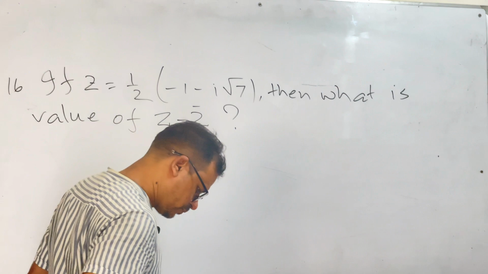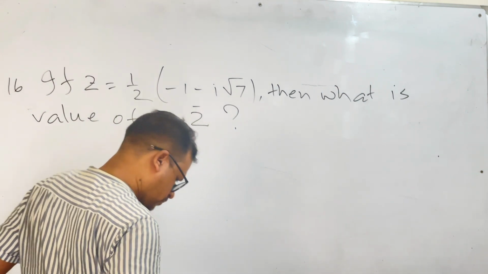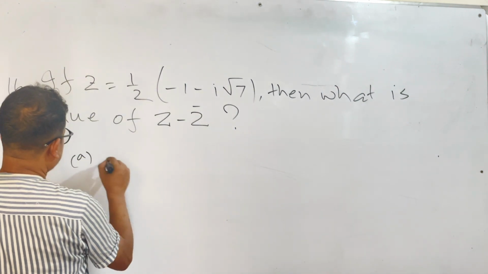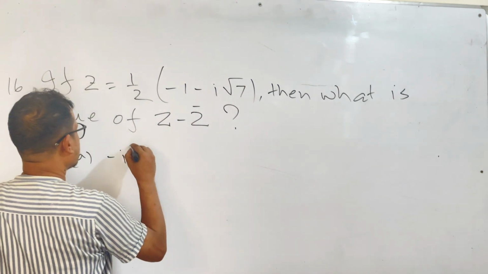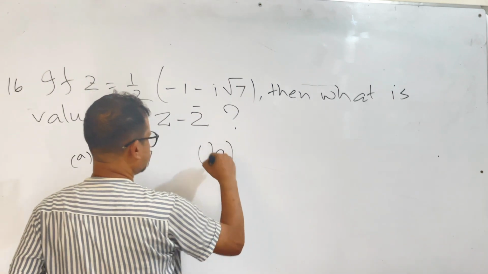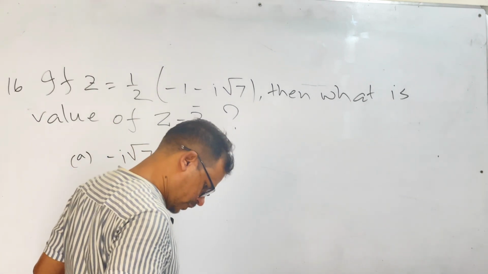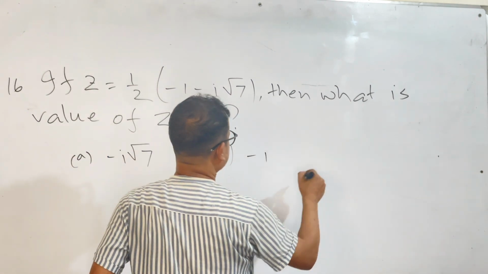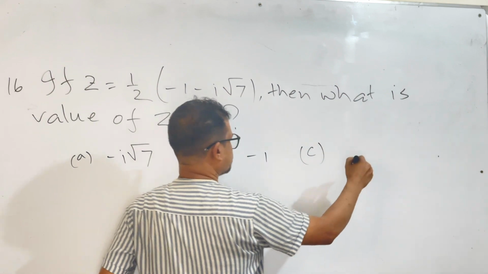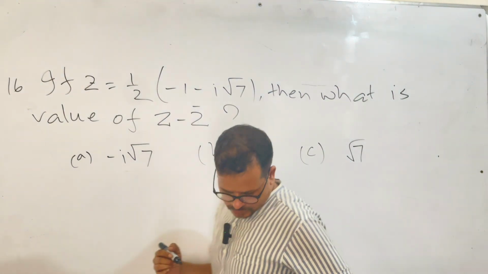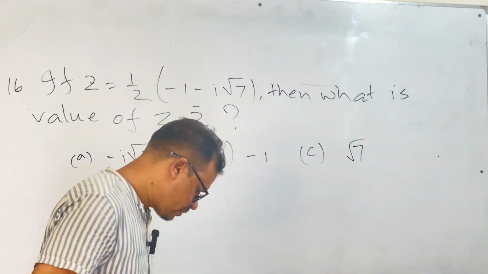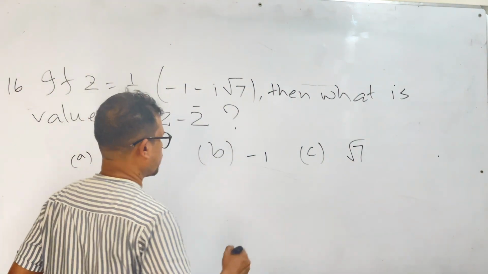Okay, the options are: a, minus i root 7; b, minus 1; c, root 7; c, root 7; i root 7; 1.